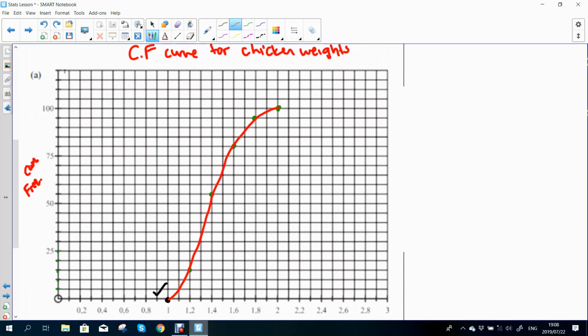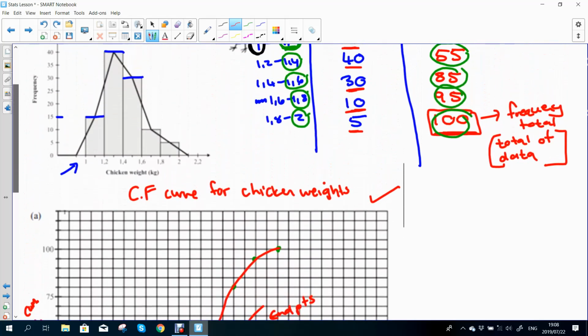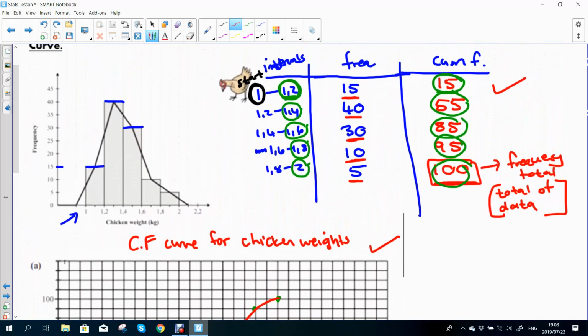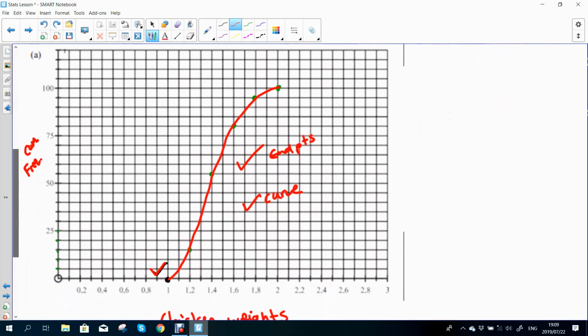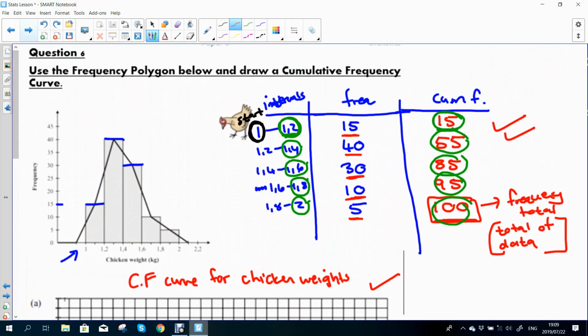So we will give a mark for the headings, a mark for where you started, a mark for your plot. Did you use the end points? Then a mark for your curve. How does the shape look? Did you plot all of your points correctly? So that's more or less 4 marks max, and then maybe 2 marks for completing the cumulative frequency table. This is really a question where you want to get your marks. Nice and easy, and they love asking this, how to draw it.